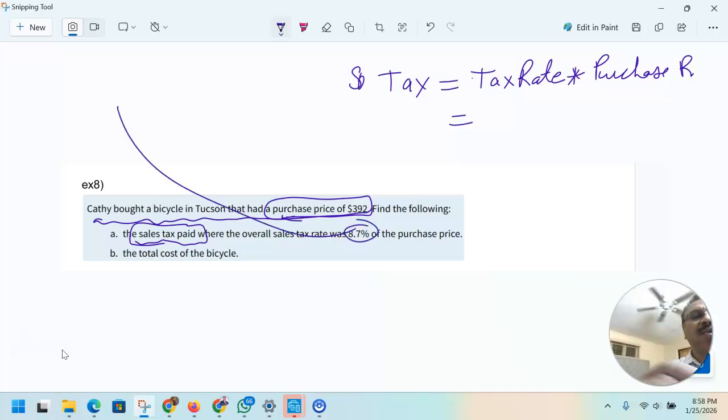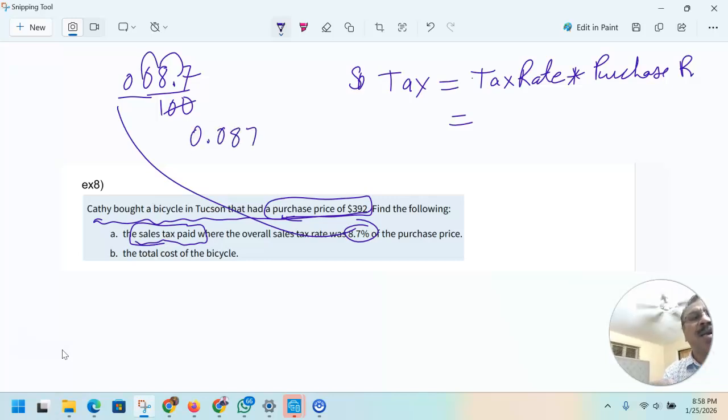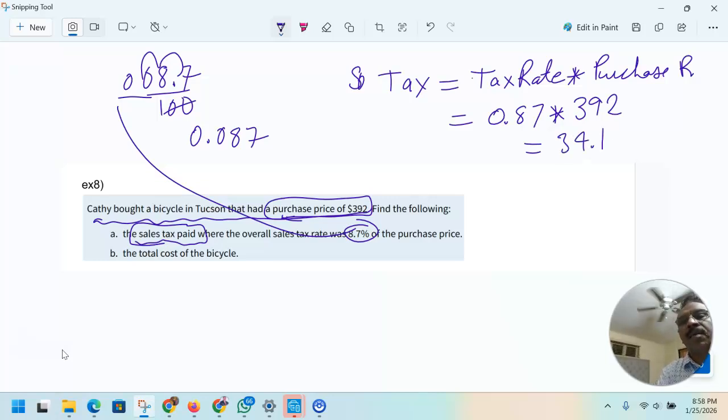This is 8.7 over 100. And what does that mean? It means I'll put a few zeros to show that you take off these two zeros, the decimal will move two places, and you get 0.087. So you do 0.087 and multiply it by 392. And if you use the calculator, you get 34.10.